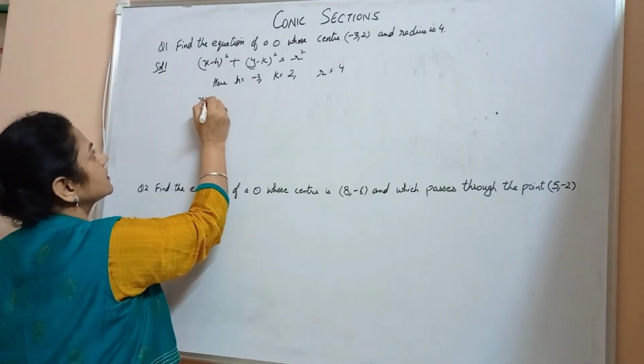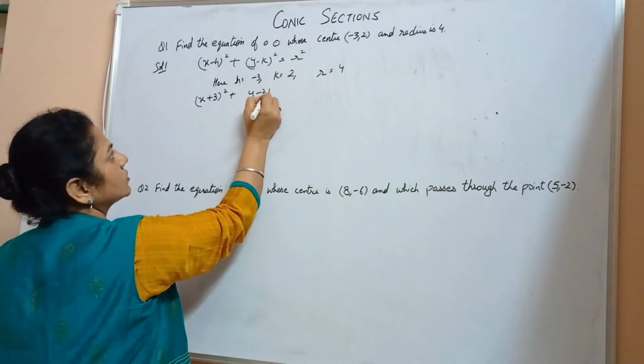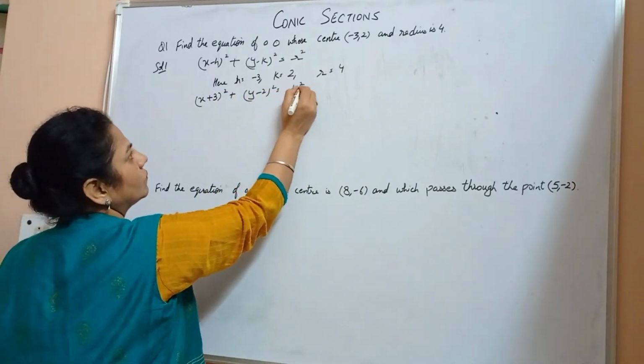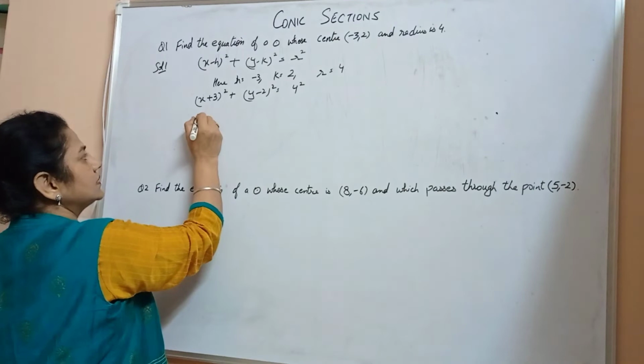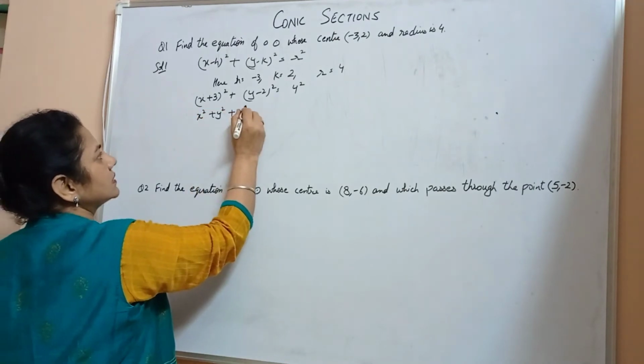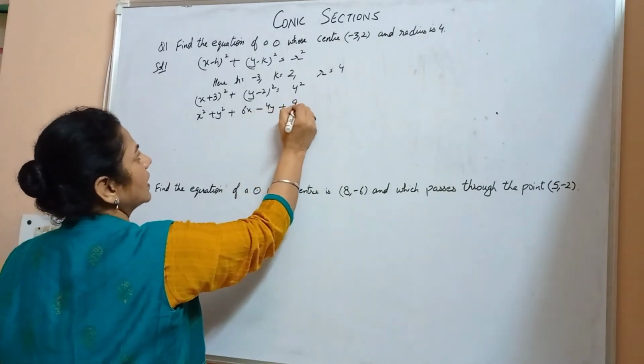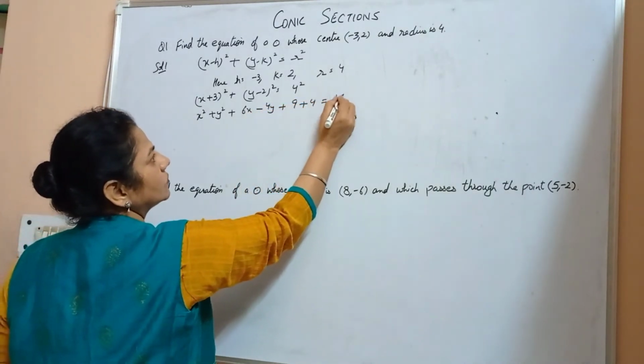We get (x plus 3) whole square plus (y minus 2) whole square is equal to 4 square. Expand this: x square plus y square plus 6x minus 4y plus 9 plus 4 is equal to 16.